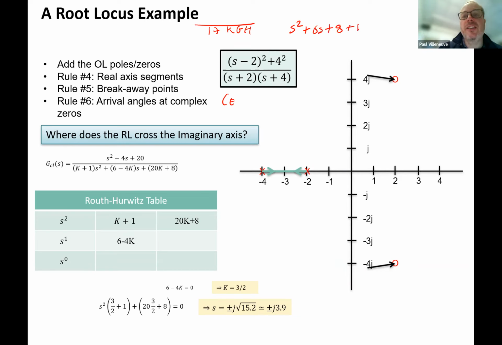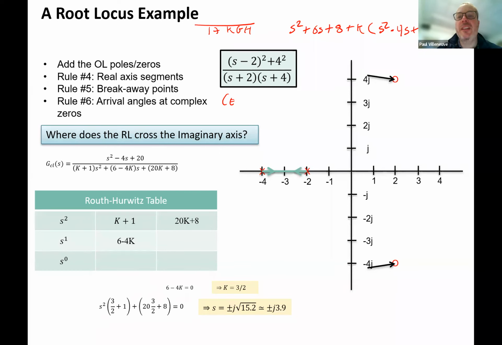And then that's plus k times s squared minus 4s plus, I think we said 20. So that's what we have to do. That's the characteristic equation that we need. So when you set that up, we're only interested in this again.